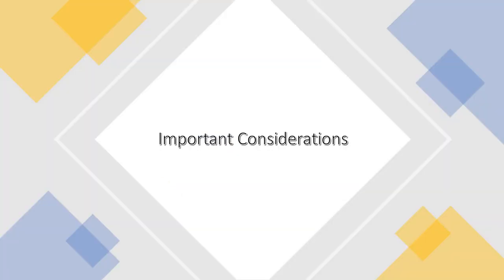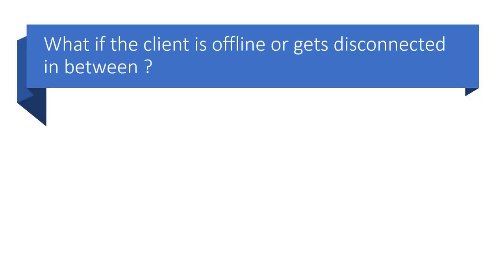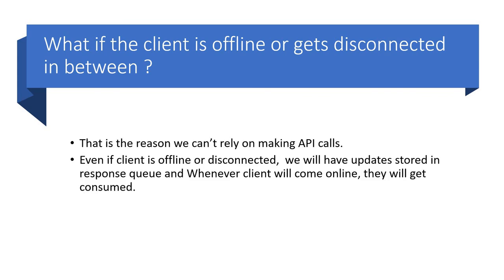Now, there are some important considerations while we design a system like Dropbox. First thing is, what if the client is offline or disconnected in between? That is the primary reason we are not using REST APIs here, because if you make an API call and the client is offline, the call might fail. Hence, we use queues. Even if the client is offline, the queue will store that data in the incoming queue. Whenever the client comes online, the client will consume the data from the queue. That way we never lose any update.